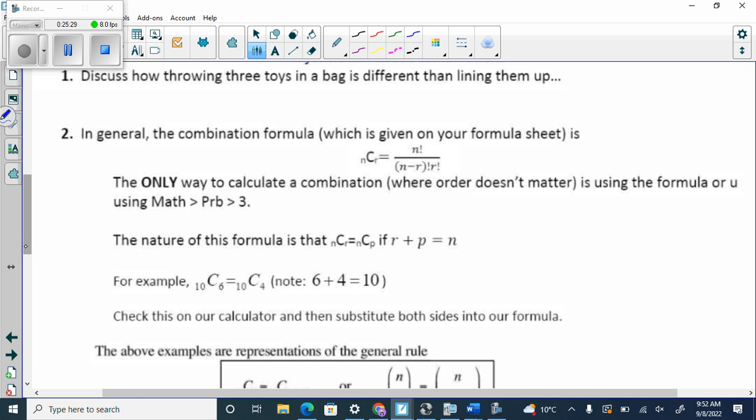So when we talk about combinations, order doesn't matter. We agree? That was the thing. Now, this is something to note. If I go 10C6 or I go 10C4 in my calculator, I actually have the same answer.